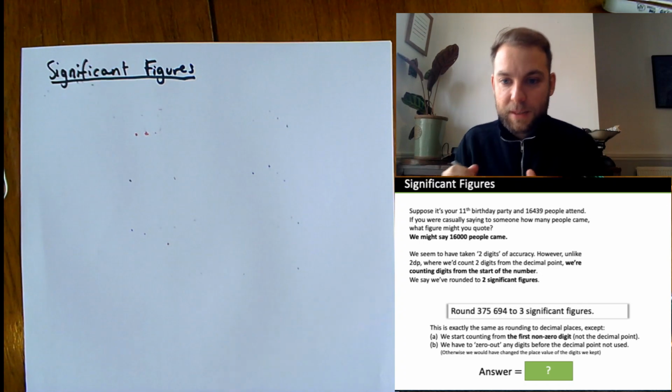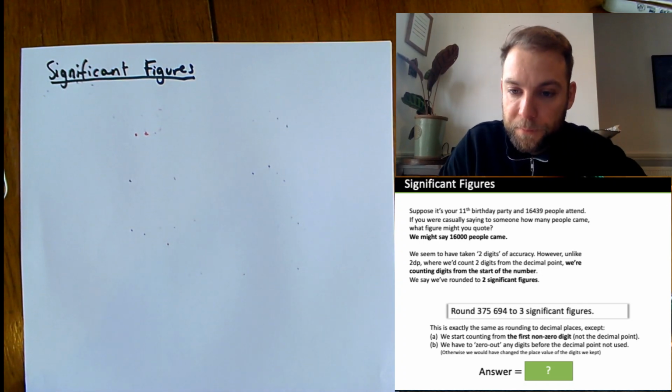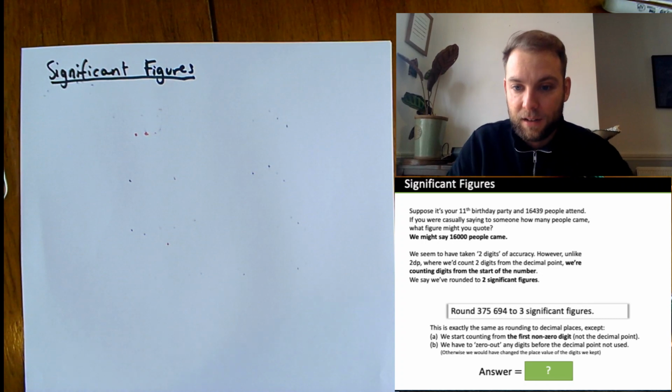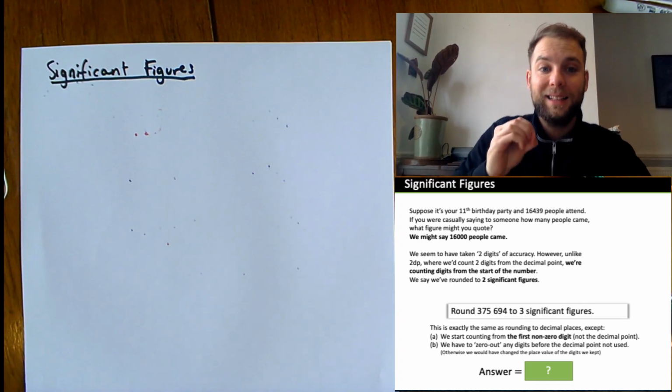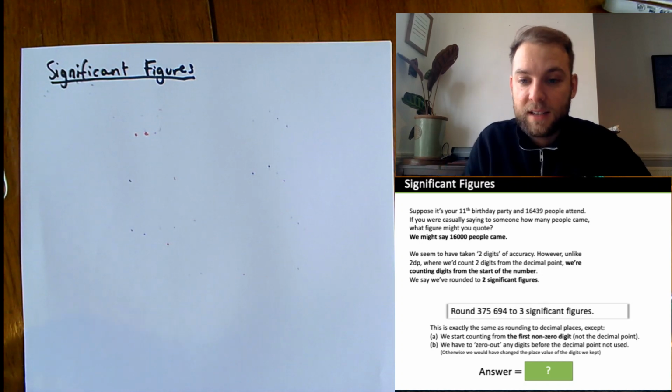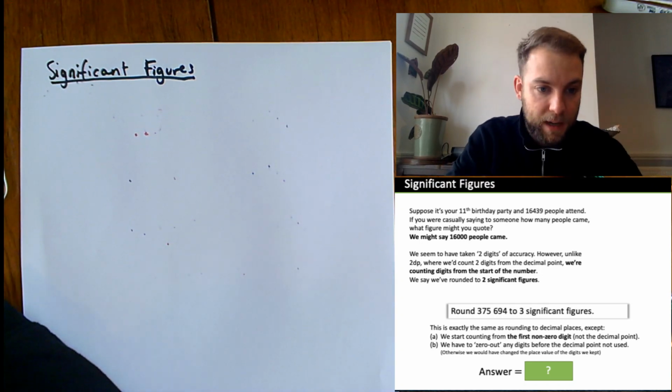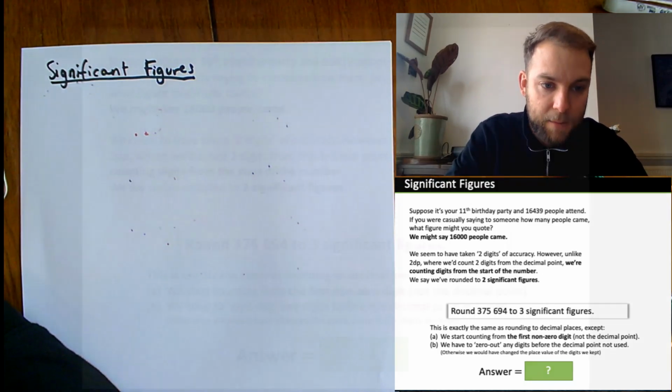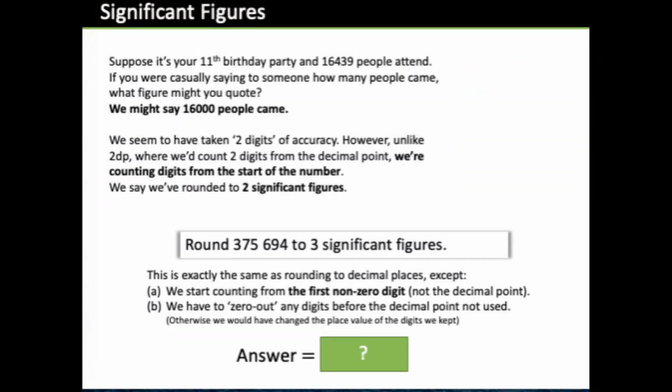Now, this next part is really important. So I want you to make sure you're getting this down in your notes. Now, this is exactly the same as rounding. However, the difference is, part A here, you'll notice, I'm going to make this bigger so you can see. Because this is really important. I'd say get these down in your notes, because significant figures is the one that people always get wrong. So part A, we start counting from the first non-zero digit. Not the decimal point, the first non-zero digit. So it's basically from the first number.